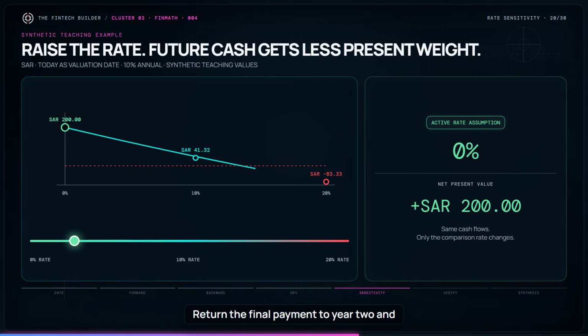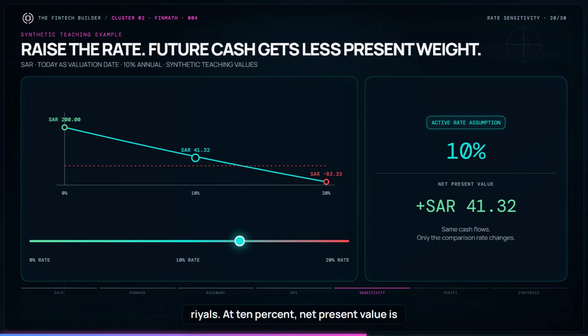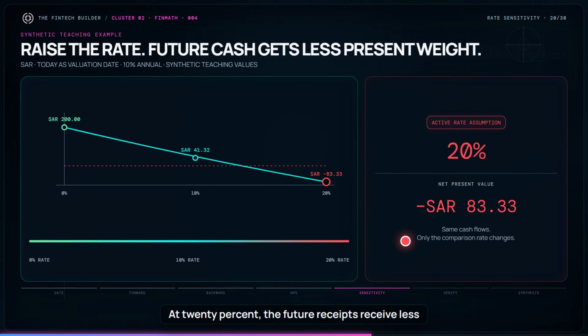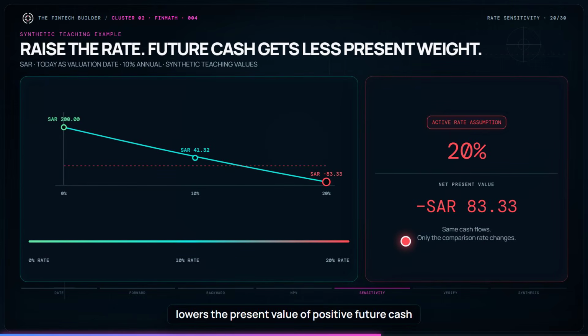Return the final payment to year 2 and vary only the discount rate. At 0%, no future cash is discounted, so net present value is positive 200 rials. At 10%, net present value is positive 41 rials and 32 halalas. At 20%, the future receipts receive less present weight and net present value becomes approximately negative 83 rials and 33 halalas. Under a positive rate, raising the rate ordinarily lowers the present value of positive future cash flows.